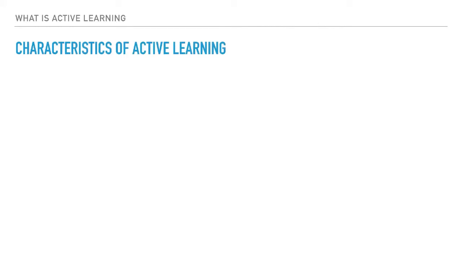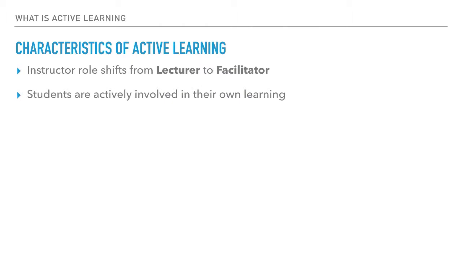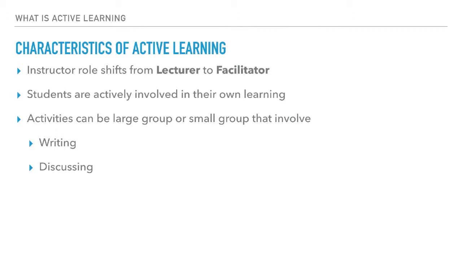Some characteristics of active learning: the instructor role shifts from lecturer to facilitator. So you're not talking the whole time, you're actually interacting. Students are actively involved with their own learning, so they're actually doing something. Activities can be in large group or small group and involve writing, discussing, problem solving, and reflecting.